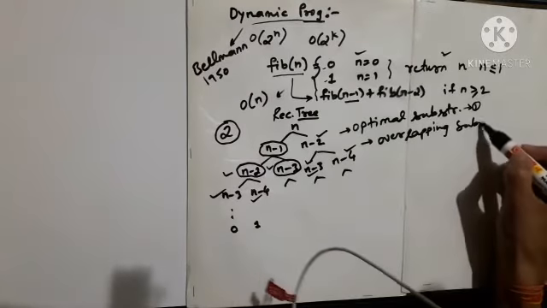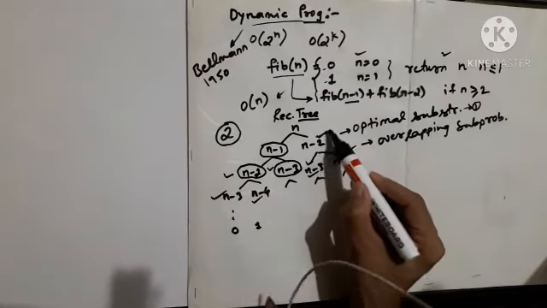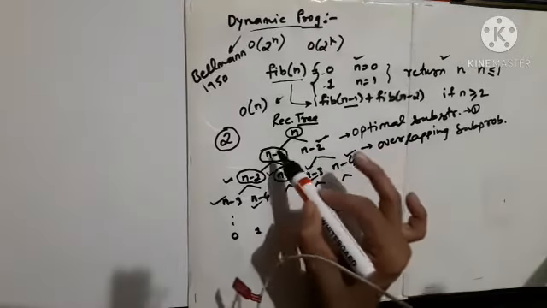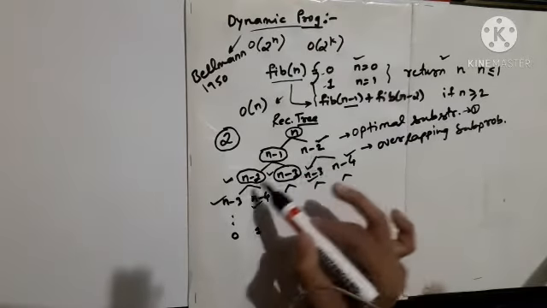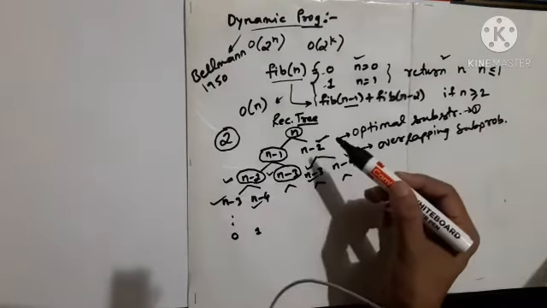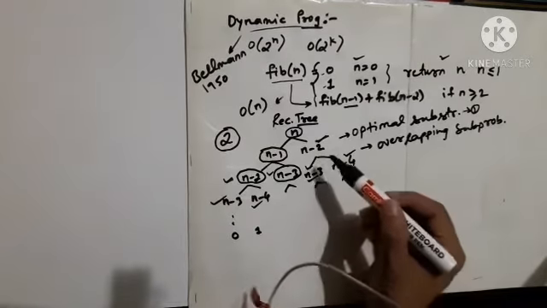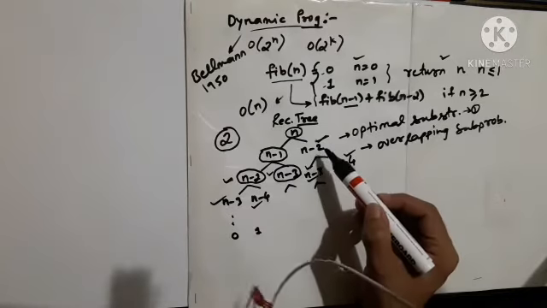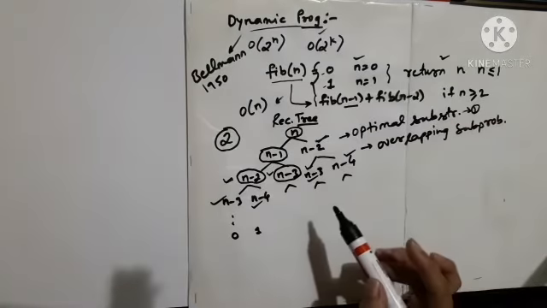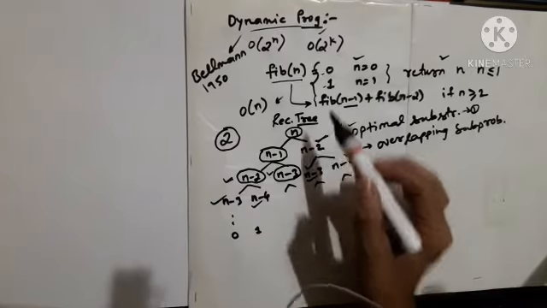What do we mean by overlapping subproblems? Suppose here I am calculating n minus 2, here also I am calculating n minus 2. So suppose this is the problem, these are subproblems, and these are overlapping. Basically, the same subproblem is occurring many times. So this is known as overlapping subproblems. If I am computing the same subproblems again and again, then definitely that problem can be solvable by dynamic programming. Also, you should remember that there must be optimal substructure in order to solve the given problem by dynamic programming.